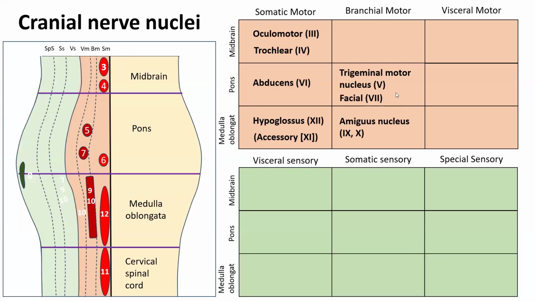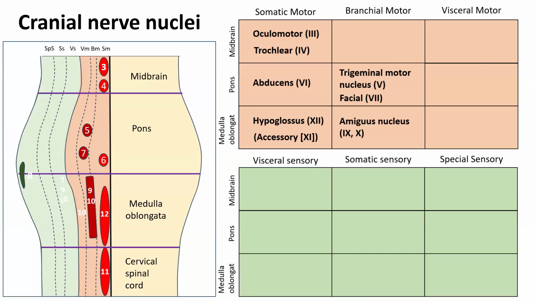Then we have the nucleus ambiguus, a nucleus that innervates both the glossopharyngeal and vagus nerves, and the nucleus ambiguus is basically responsible for the motor innervation of the muscles of the throat, of the pharynx and the larynx. And most of those are innervated by the vagus nerve. The glossopharyngeal nerve only innervates the stylopharyngeus muscle.